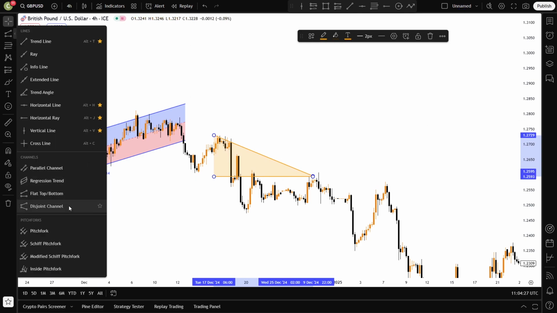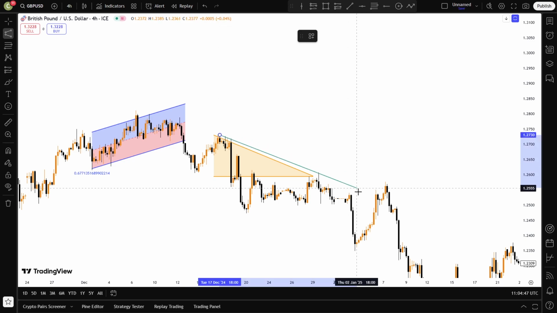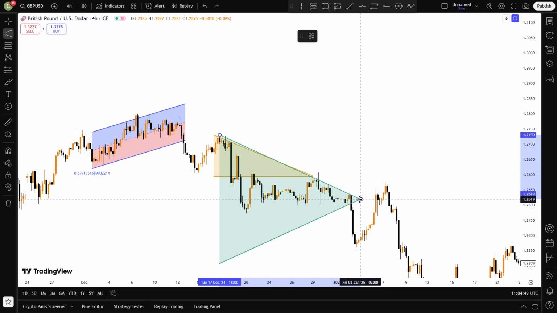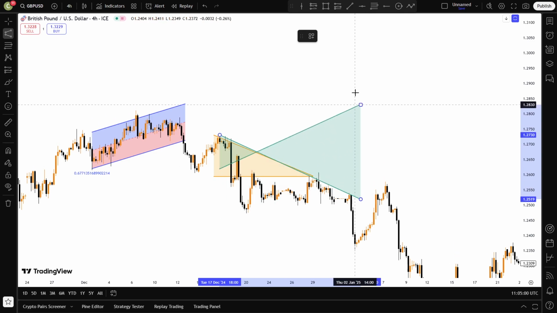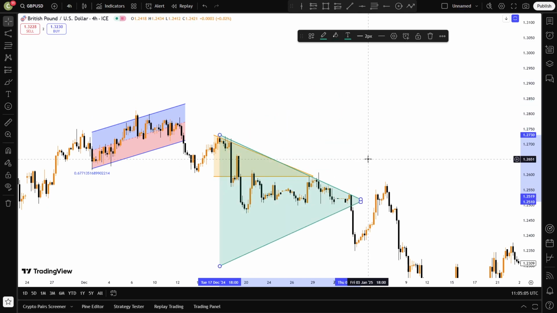Moving on to the last one of the channels, the disjoint channel. This one is used for customizable slanting zones, and also this one will help you to identify patterns in the markets. An example is when you draw, you do have an opposite line that you can move anywhere at all to help you track a pattern in the market.